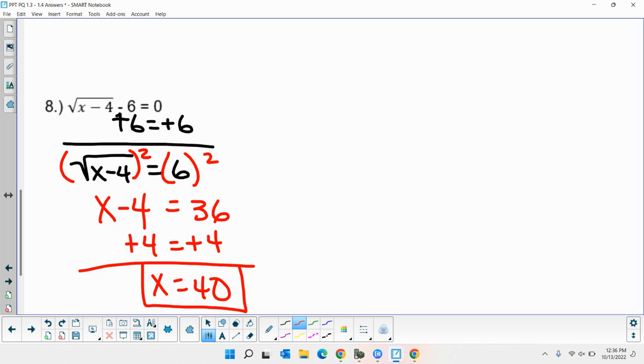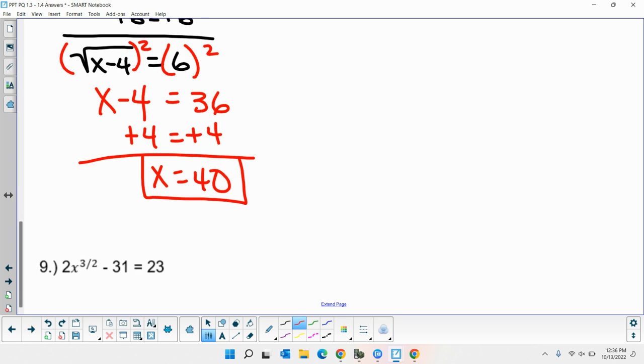You should check these, right? Just like number 7, you should check. 40 minus 4 is 36. The square root of 36 is 6. 6 minus 6 is 0. It works. Okay? But check. It might not work, so it could be a possible no solution there also.